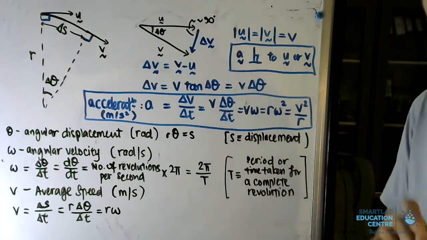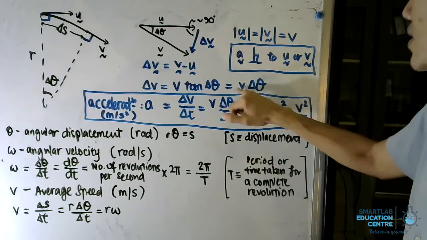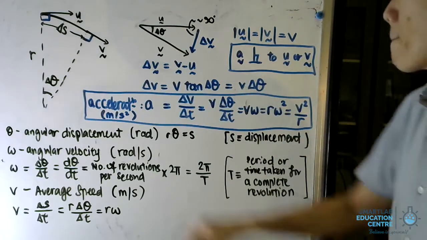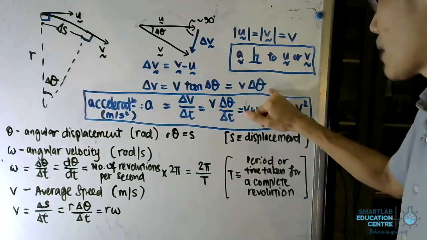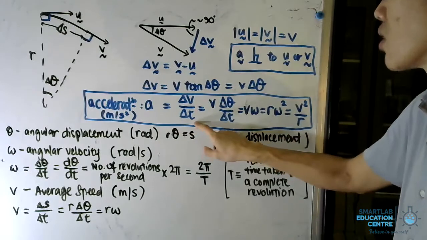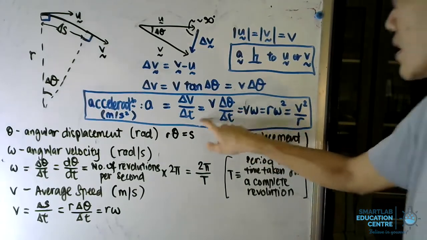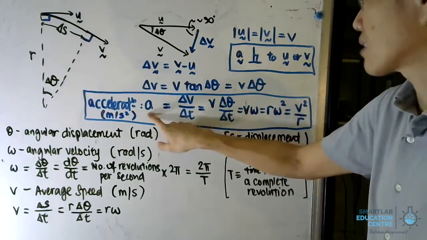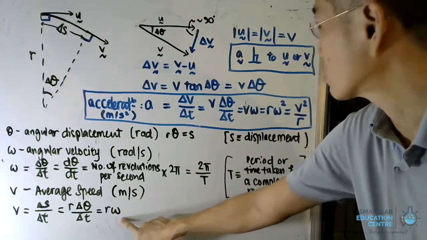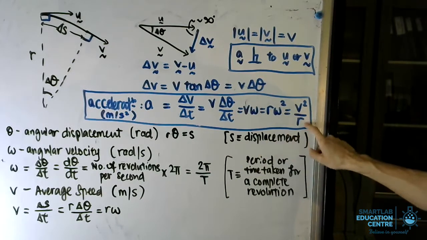And tangent of any very small angle can be approximated to the angle. So in this case, change in v is v delta theta. We can now plug this into the definition of acceleration, where acceleration is the rate of change of velocity. From here, we can derive that acceleration is equal to v omega. And using v equal to r omega, we can then have the expression r omega squared or v squared over r.